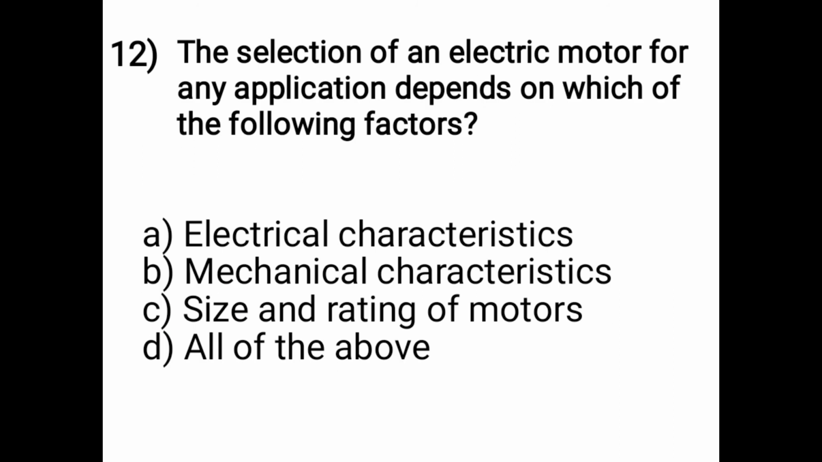Then next question is: the selection of an electric motor for any application depends on which of the following factors. Options are A, electrical characteristics; B, mechanical characteristics; C, size and rating of motors; and D, all of these. So the correct answer is option D, all of this. Means the selection of an electric motor for any application depends on the following factors: electrical characteristics, mechanical characteristics, and size and rating of motors.